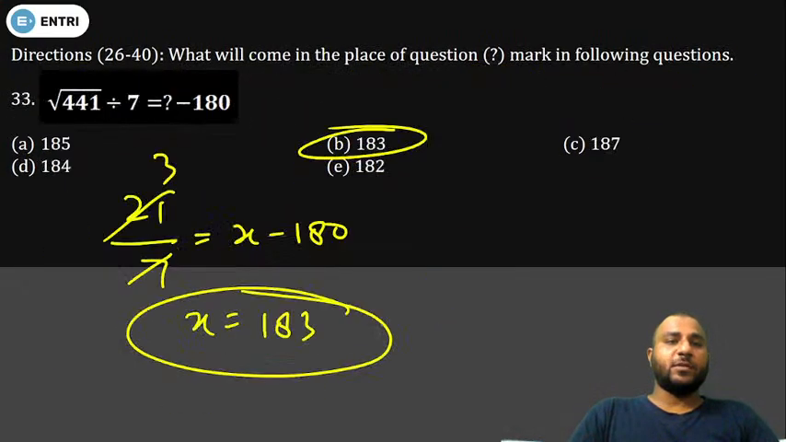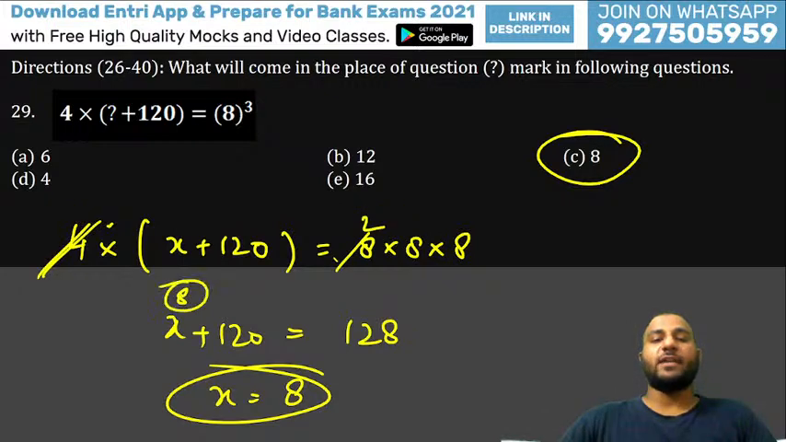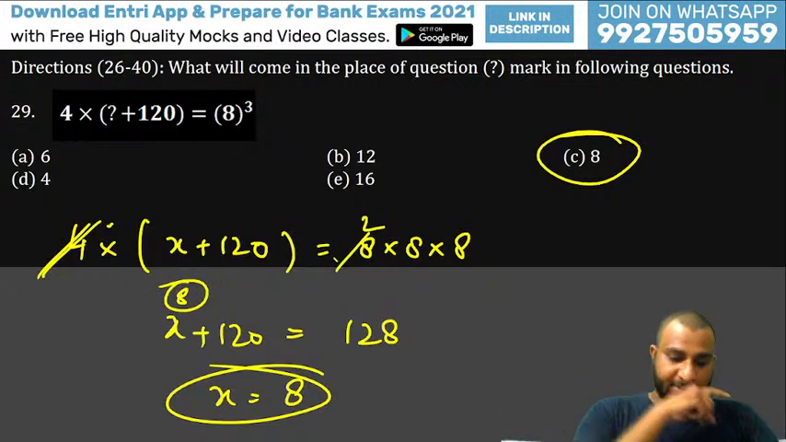Just a minute. Look at this. Here 4 into x plus 120 equals 64. Okay, sorry, 8 into 8 into 8. So I have split that and eliminated with 2. So 16 8s are 128. That means the value of x has to come as 8. Got it? Durga, did you understand?